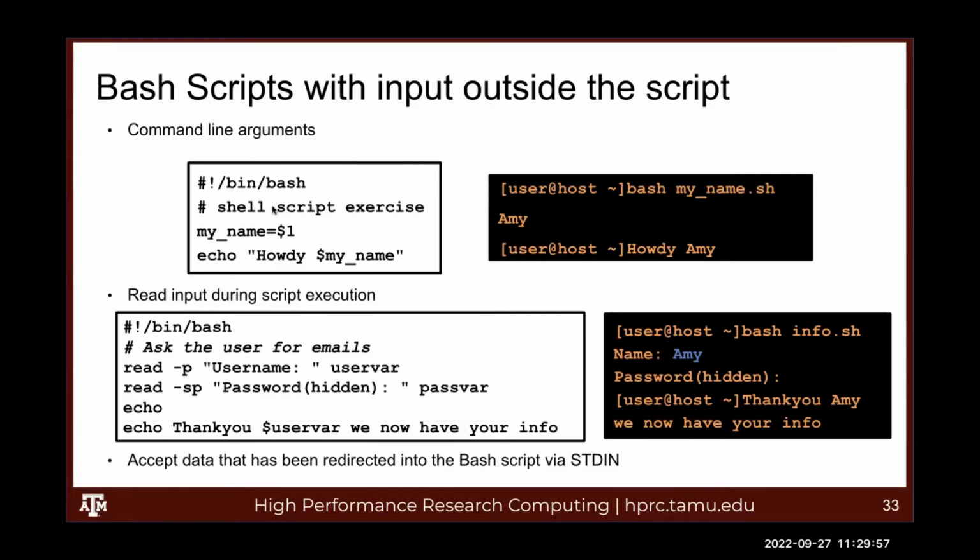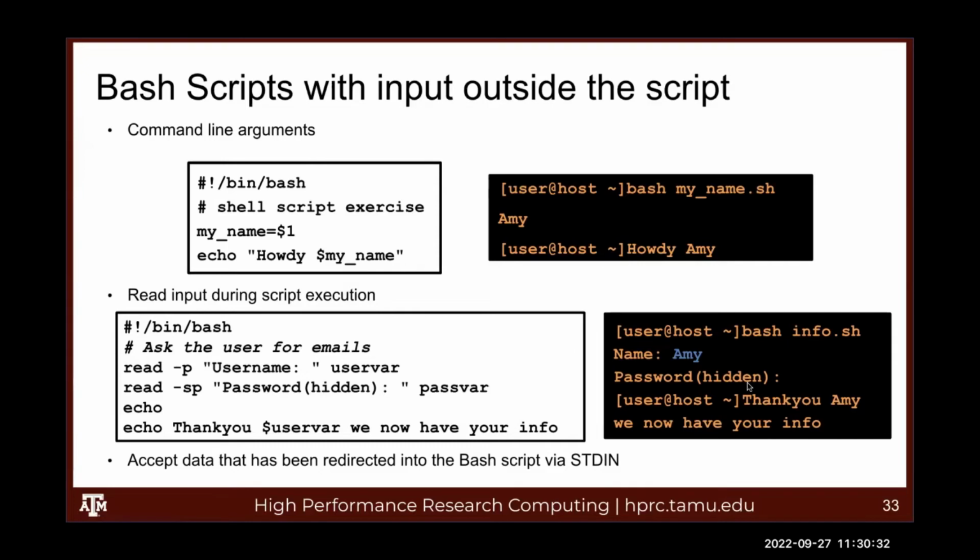If you want to read the input during script execution, you can use the read -p command. So read -p, and then some text. This is what will show up when it asks for the input, and then the variable that the input will be assigned to is shown here. So in this case, this little script is asking for a username and password. The -s option makes it hidden, so when someone types their password, it won't be shown on the screen.